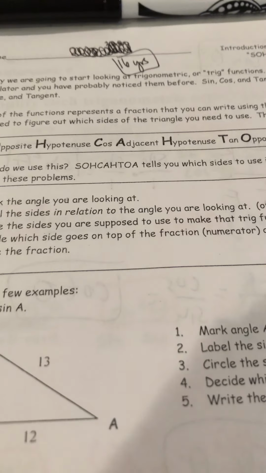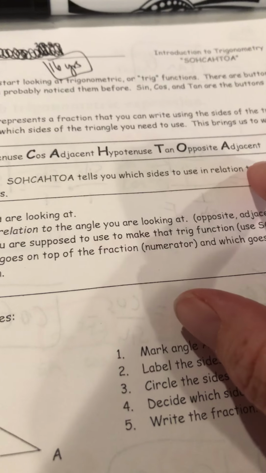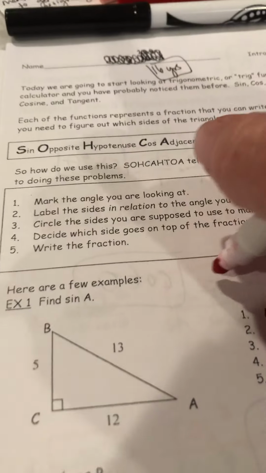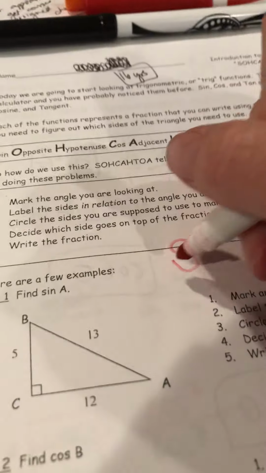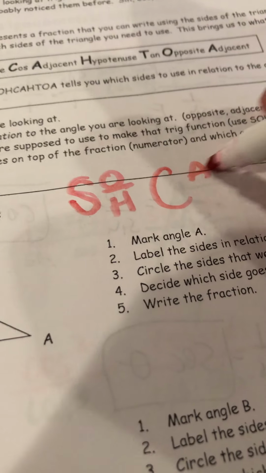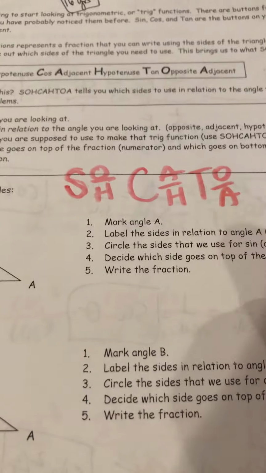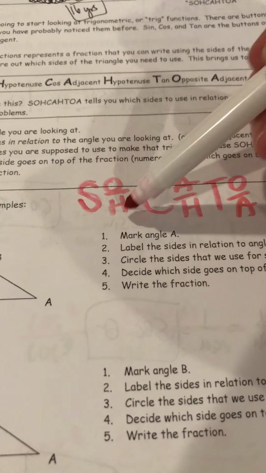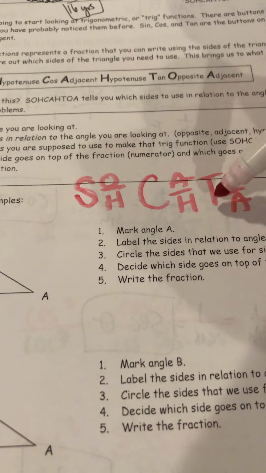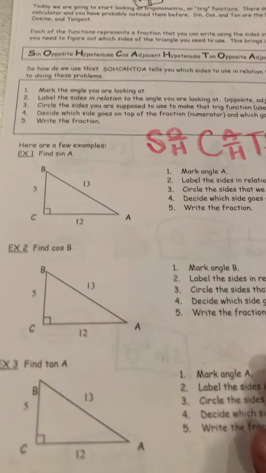Okay, so Sohcahtoa is sine opposite hypotenuse, cosine adjacent hypotenuse, tangent opposite adjacent. But the way I teach it is this. Sohcahtoa. It just makes sense to write it like this. It's more visual. We can see that sine is opposite over hypotenuse, cosine is adjacent over hypotenuse, and tangent is opposite over adjacent. So there's lots of words here to explain how to do this, but I'm just gonna walk through the examples.